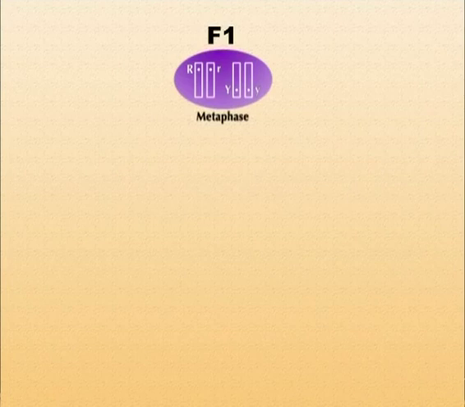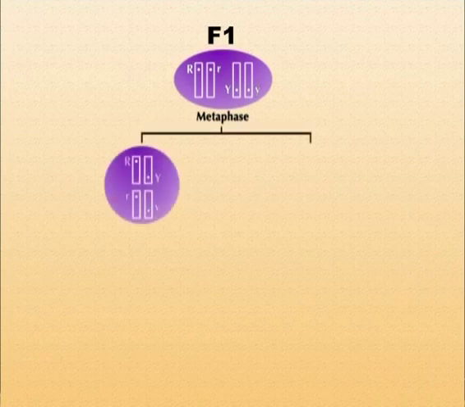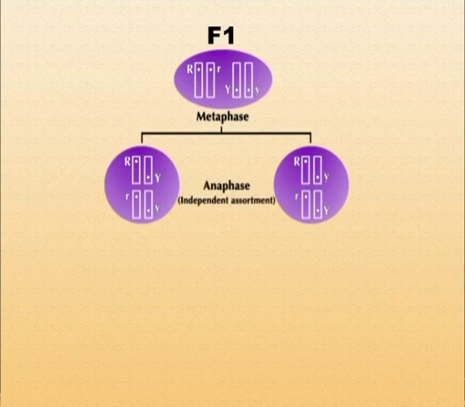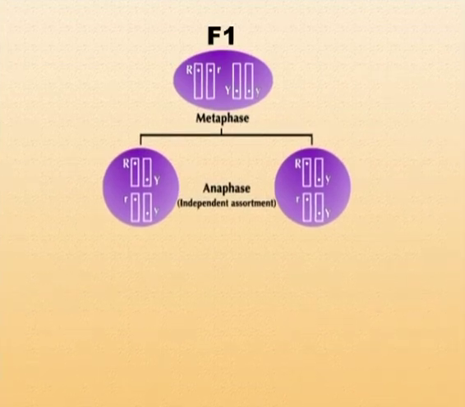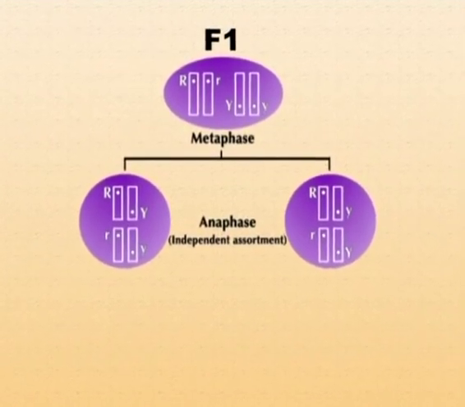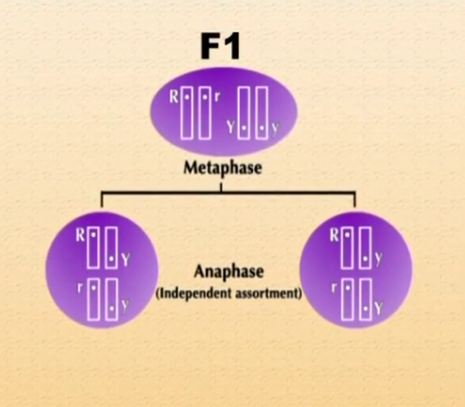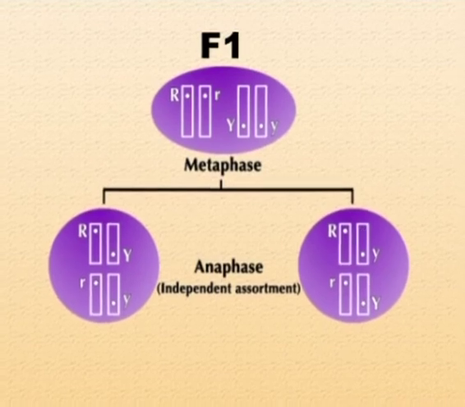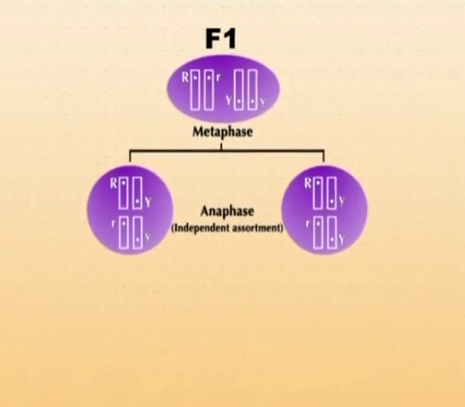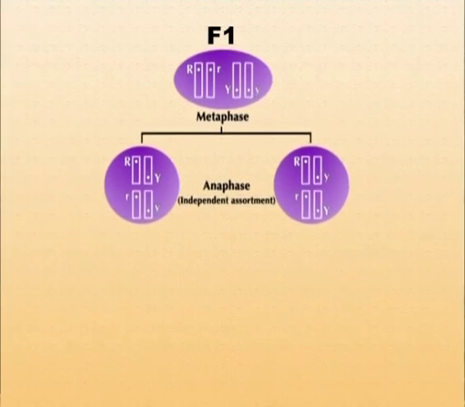The independent assortment of alleles occurs actually at the anaphase stage of meiosis, when the homologous chromosomes move to opposite poles. If the genes for seed shape and seed color are present on separate non-homologous chromosomes, the alleles of these two traits will move to anaphase in such a way that either two dominant alleles go to one pole and two recessive alleles go to the other pole. Alternatively, one dominant allele and one recessive allele may go to each pole. This is what is actually called independent assortment.